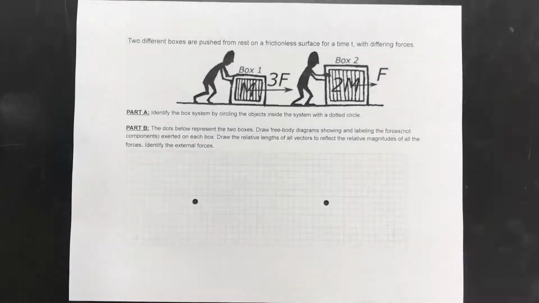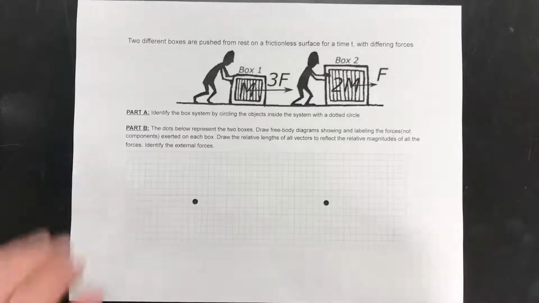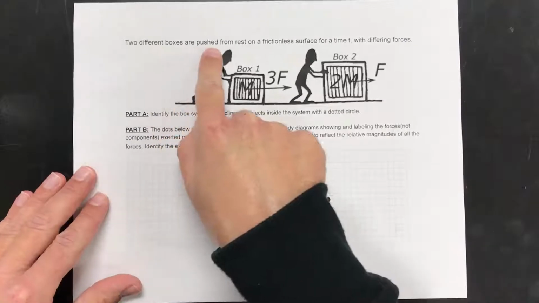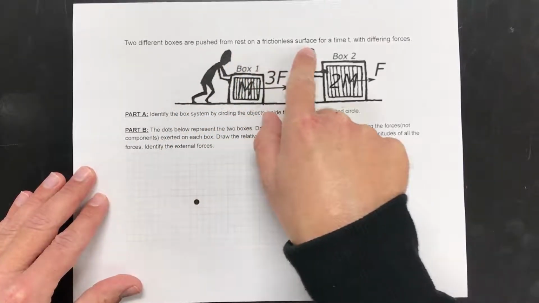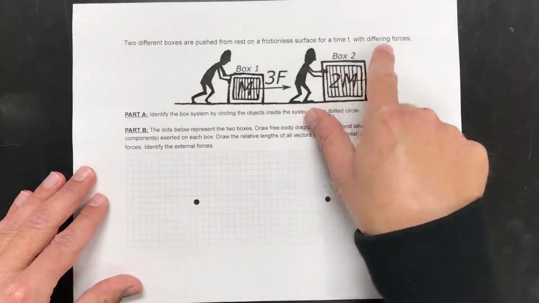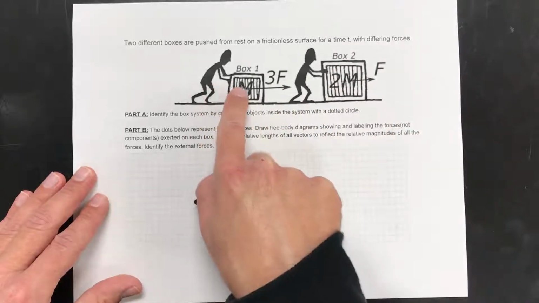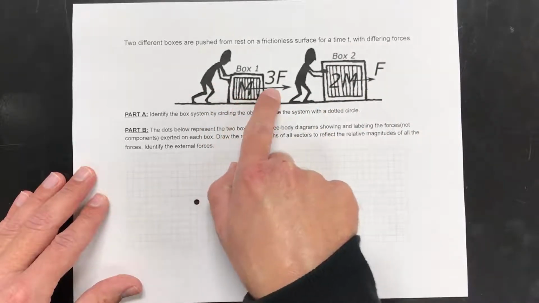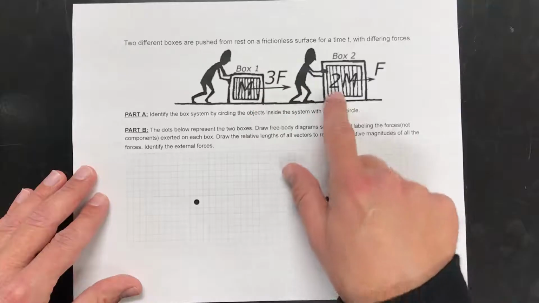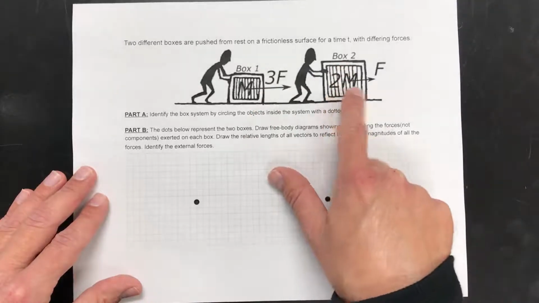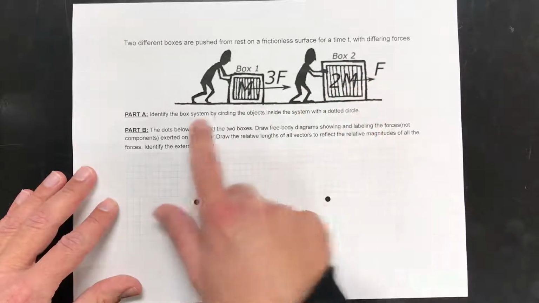Hey everybody, this is 5B impulse. So it says two different boxes are pushed from rest on a frictionless surface for a time t with two different forces. So here we have box 1 is mass m being pushed with 3F, and then box 2 is mass 2m being pushed by force F.